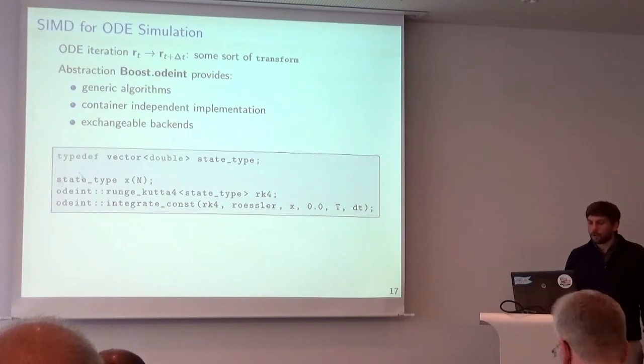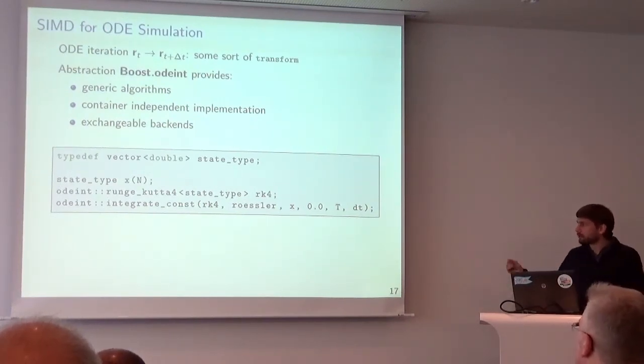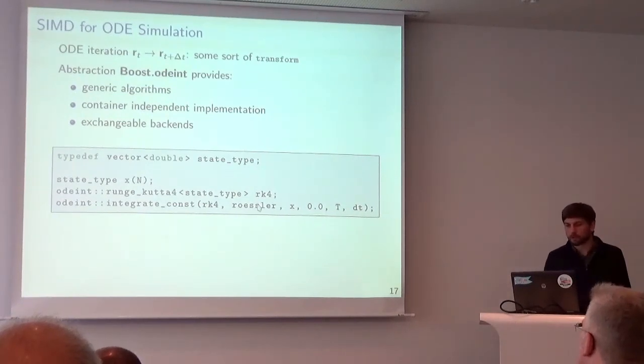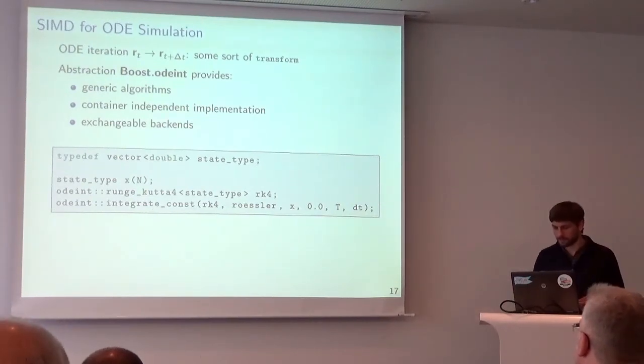Okay, so if I implement my simulation with Boost ODE, not using Simdi for now, I declare my state type, what kind of algorithm I want to use, Runge 4, and then I have this integrate const which just iterates forward. So this is essentially my transform in some way.